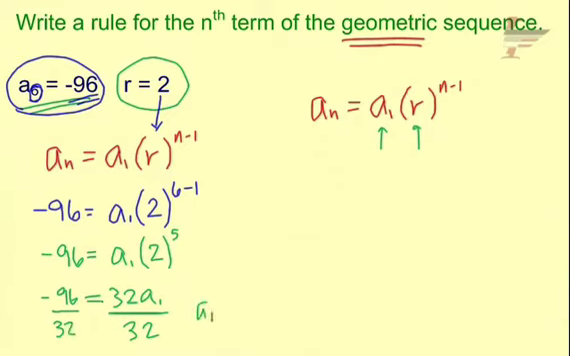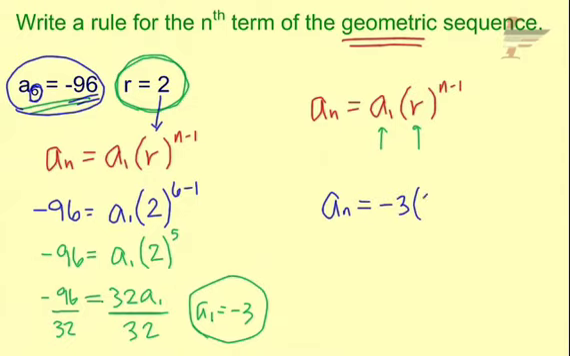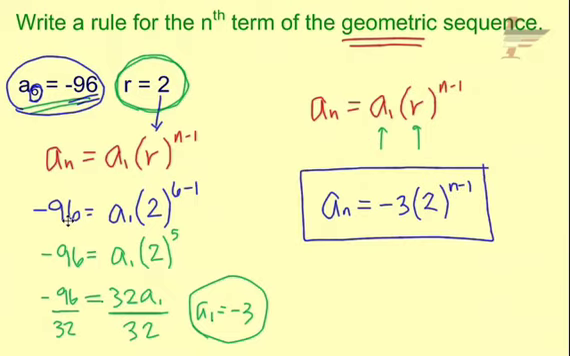So our first term, negative 96 divided by 32, is a negative 3. So we have our first term, we have our common ratio. So we come over here and we go ahead and write our rule. A sub n equals, first term is negative 3 times our ratio, which is 2 raised to the n minus 1 power. And for geometric, that's all we can do. We can't do any simplifying.